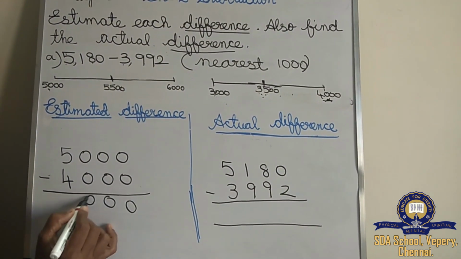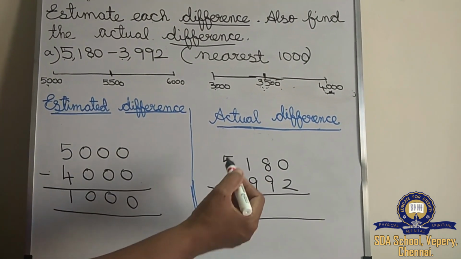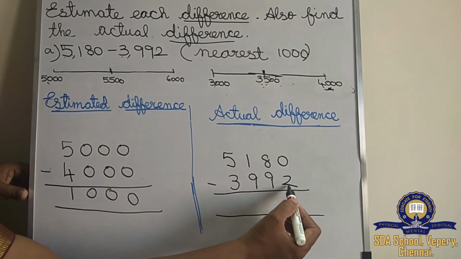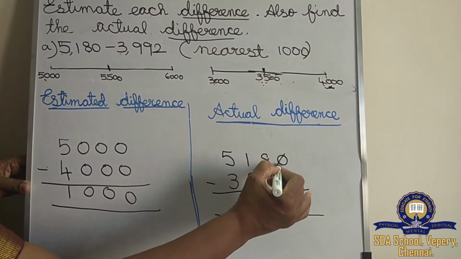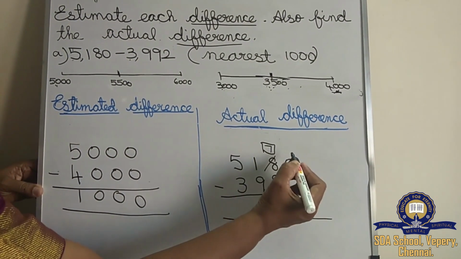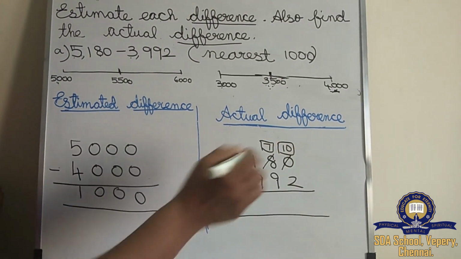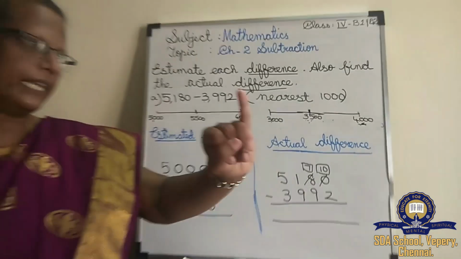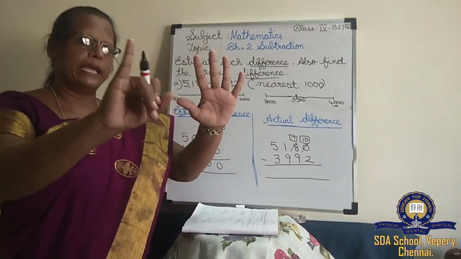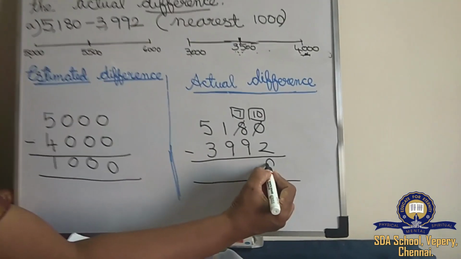4000. So minus 4000. So what's the answer, children? 0, 0, 0. 5 minus 4, 1000. And now we're coming to the actual difference. 0 minus 2. Can we count after 2, children? No. What do you have to do? You have to borrow from 8. It will become 7 and this will become 10. Now we can count, isn't it? After 2, you count up to 10, children. After 2, 3, 4, 5, 6, 7, 8, 9, 10. So what's the answer? 8.